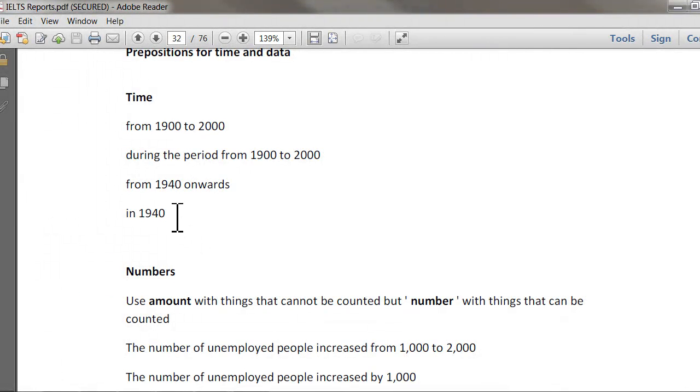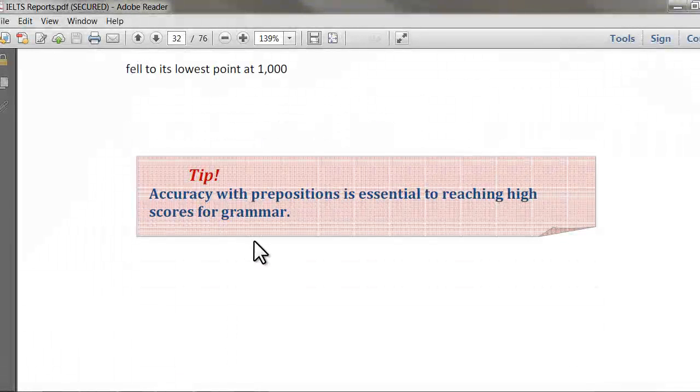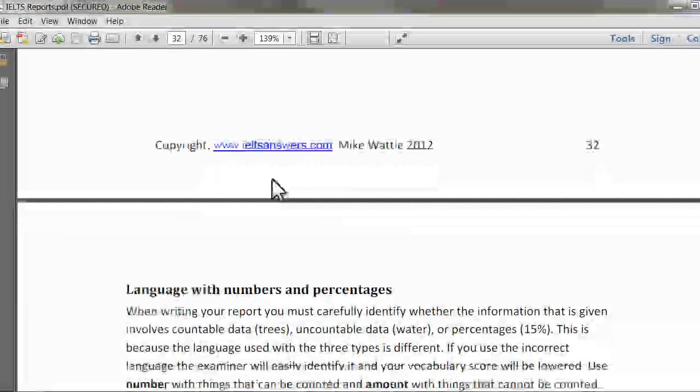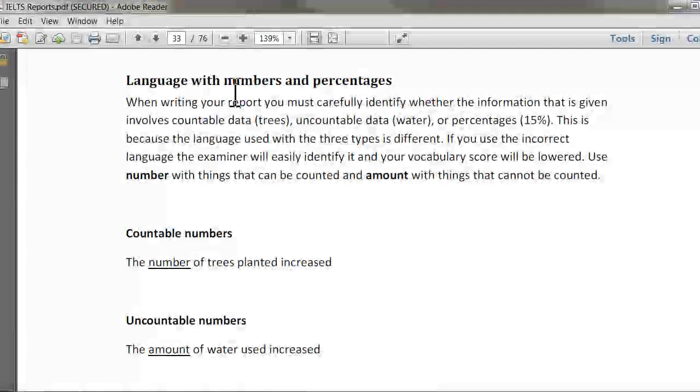It could work out that it's slowing your grammar because you're lacking an element in the sentence. Sometimes it affects your lexical resource because we've got collocation, certain words going with certain prepositions. Okay, so accuracy is important to get high scores for grammar. If you only need a low score, you might be all right, as long as you don't make too many errors.